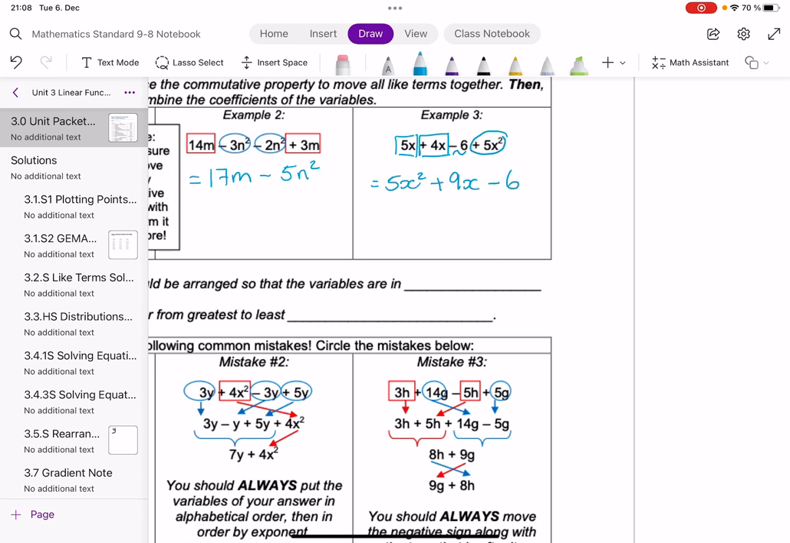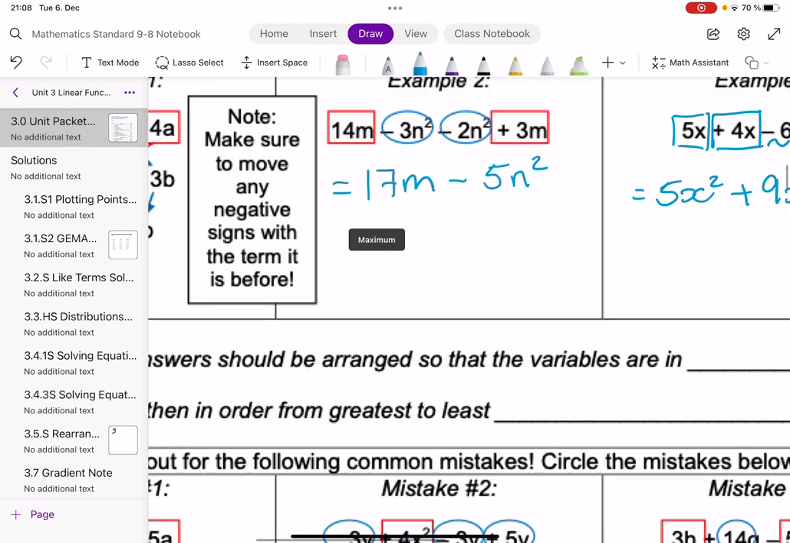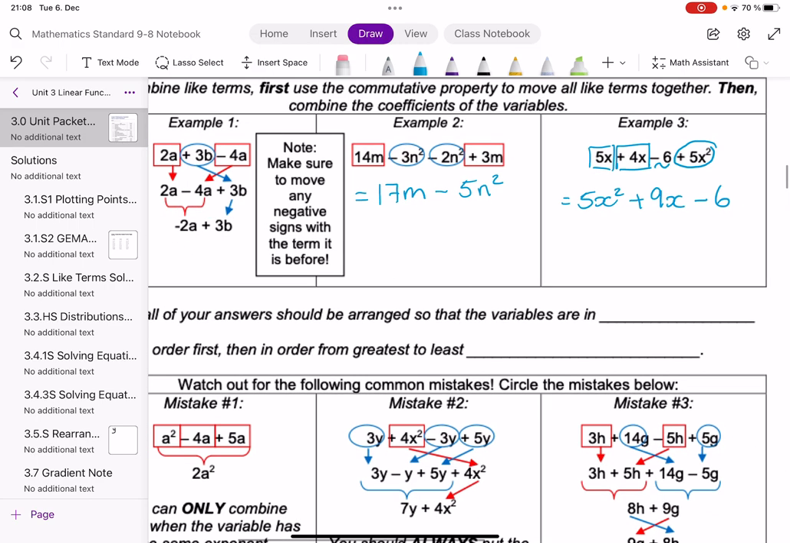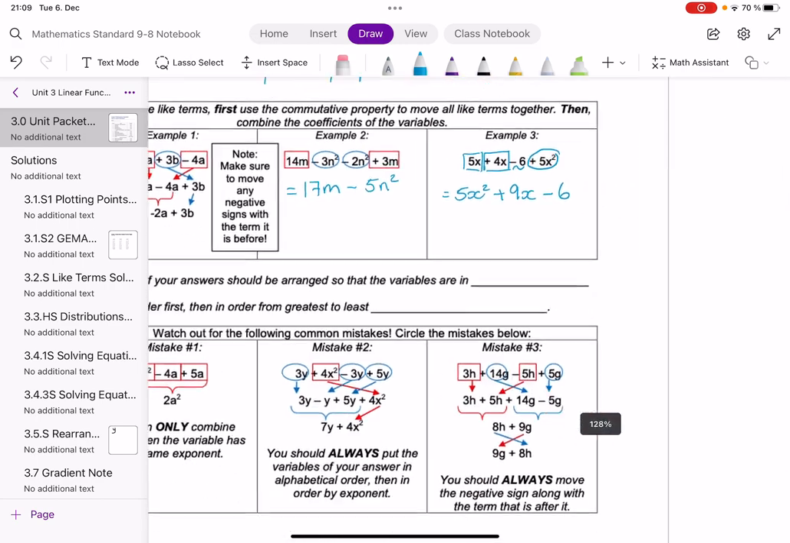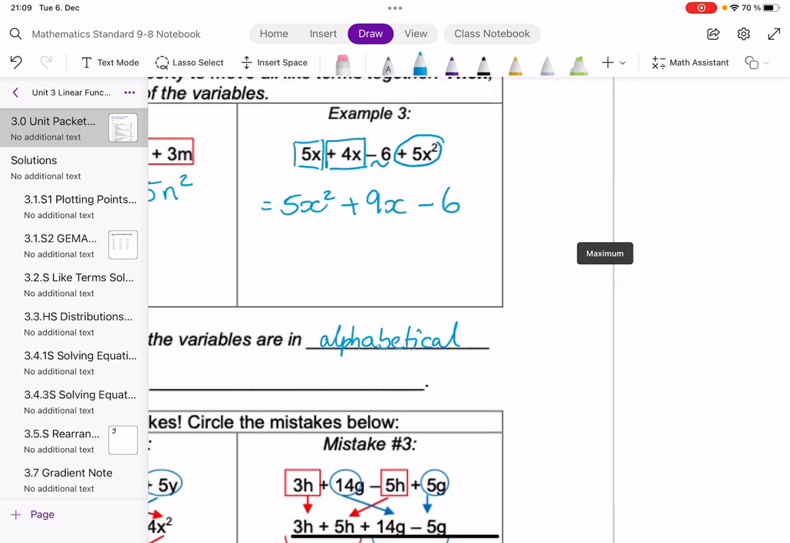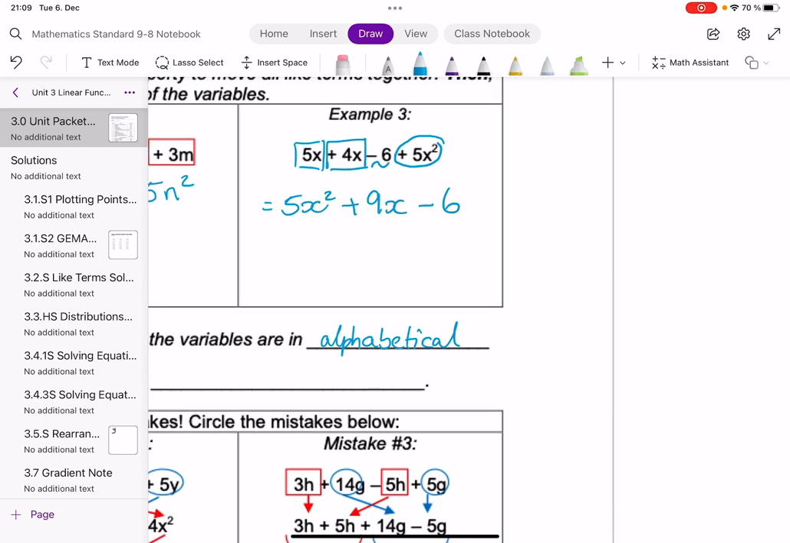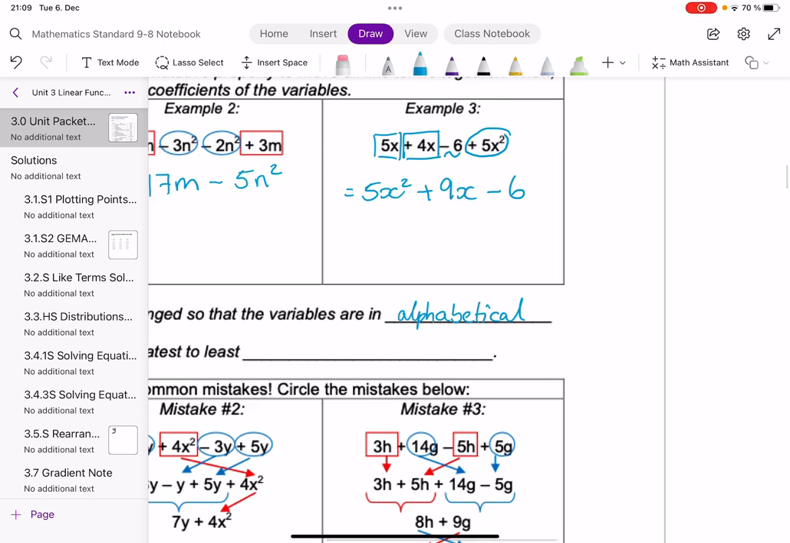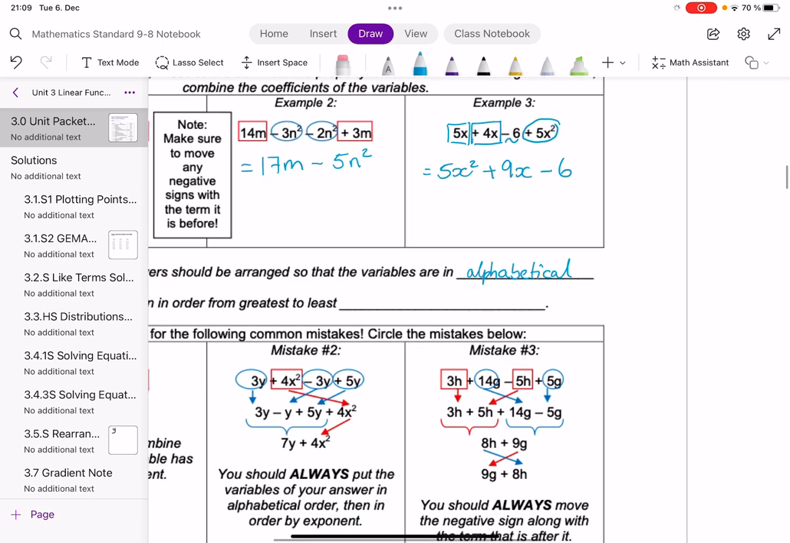Now, I chose the order that I wrote those in quite deliberately. There weren't any different letters. If you look at the example before, I decided that I wanted the M's to come before the N's. And all I'm making sure I do there is that they are in alphabetical order. In example 3, there's only one type of letter, which is x. But I decided to do the x squareds first because what we normally do is we go from the greatest power to the least.